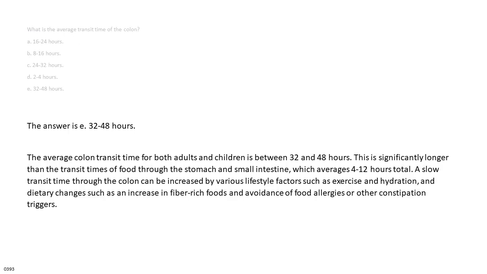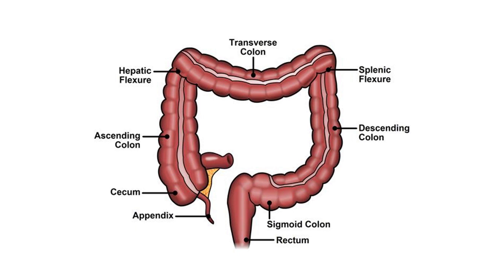The answer is E. 32 to 48 hours. The average colon transit time for both adults and children is between 32 and 48 hours. This is significantly longer than the transit times of food through the stomach and small intestine, which averages 4 to 12 hours total. A slow transit time through the colon can be improved by various lifestyle factors such as exercise and hydration, and dietary changes such as an increase in fiber-rich foods and avoidance of food allergies or other constipation triggers.